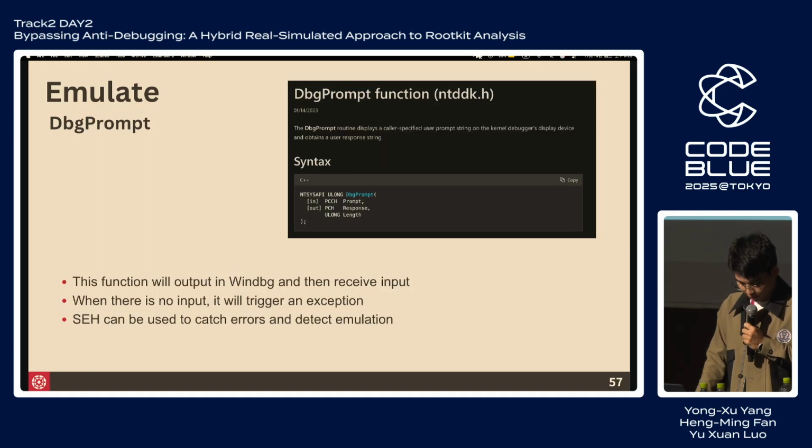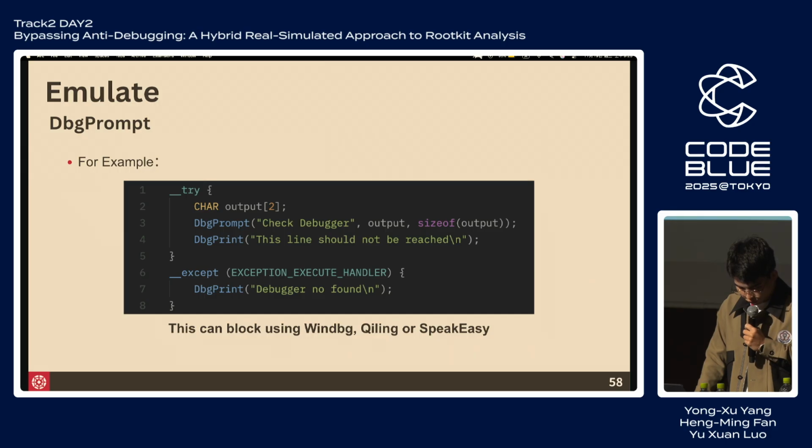Next, DbgPrompt. This function is for WinDbg to print some debug messages. When WinDbg is attached, it outputs the string to WinDbg's console. Otherwise, it triggers SEH. As shown on the slide, if we purposely trigger an error with DbgPrompt and handle it via SEH, we can find whether WinDbg is present or not. And this can avoid debugging in WinDbg, QEMU, or SpeedEasy.